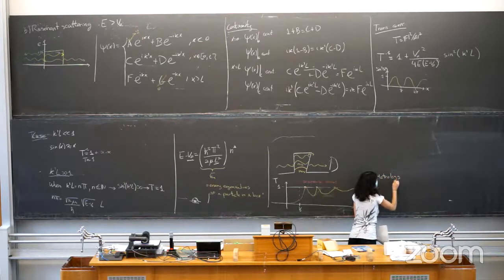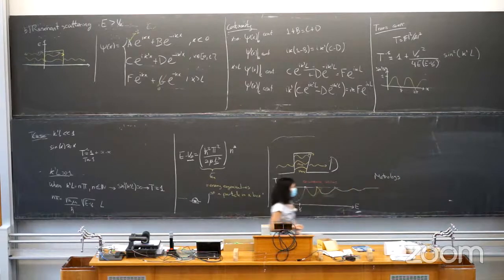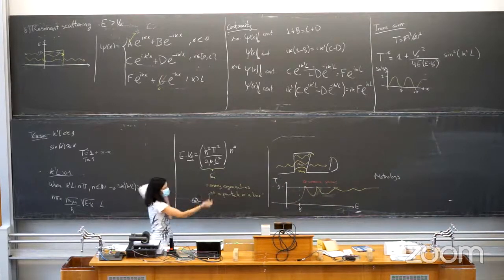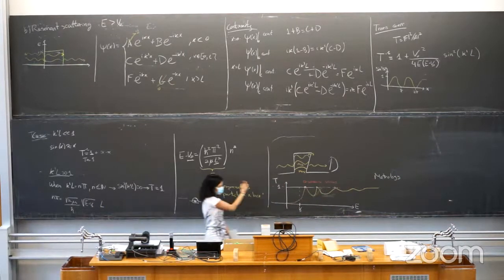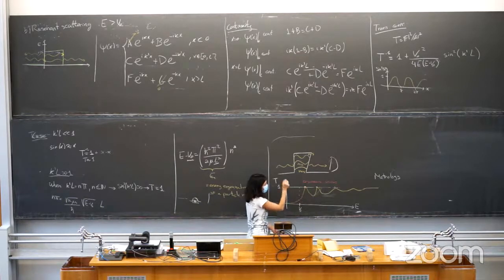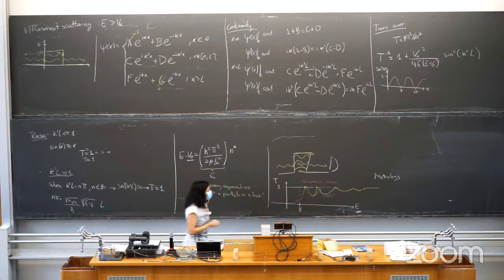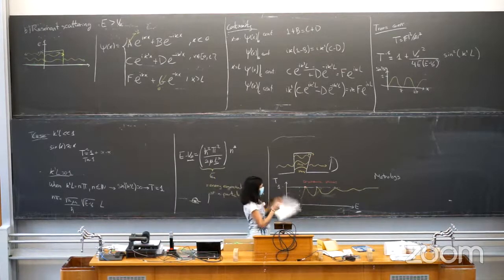Not meteorology, but metrology, which is about measuring distances using quantum systems. So if you want to measure how thin your nano pellicle or little wall that you built in a circuit is, then you can use this method to very accurately measure this length L.